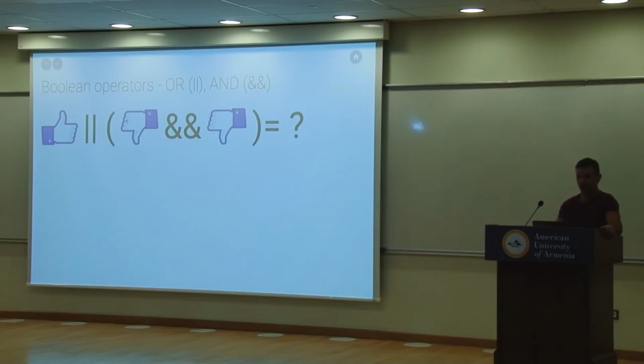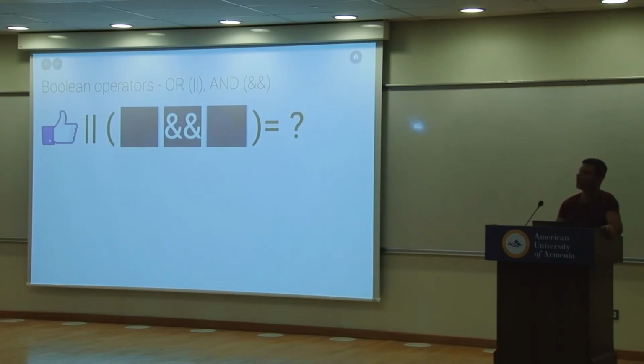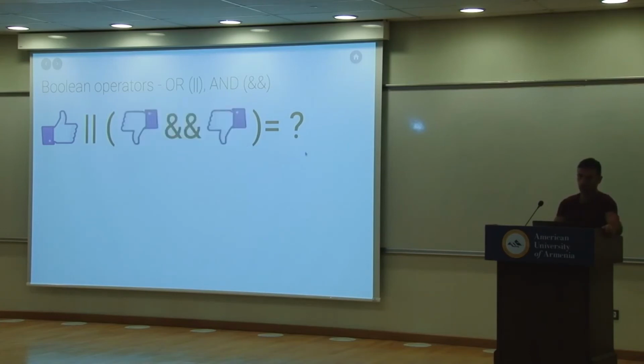What about this one? Okay, so this part is false, right? So it's true or false. Remember, for or, one of the sides has to be true. That's this side. So the answer is true. Yeah? And this one?